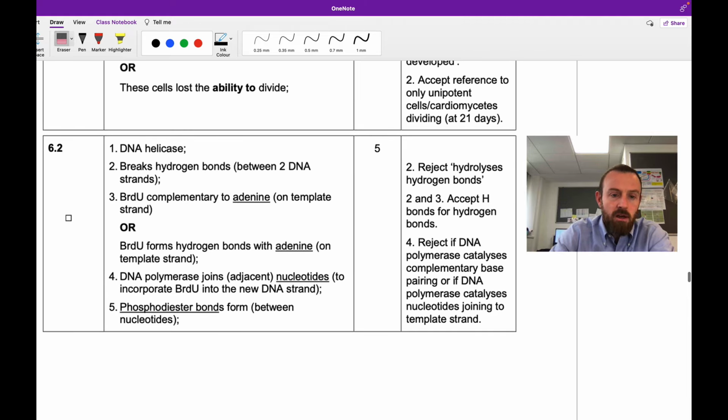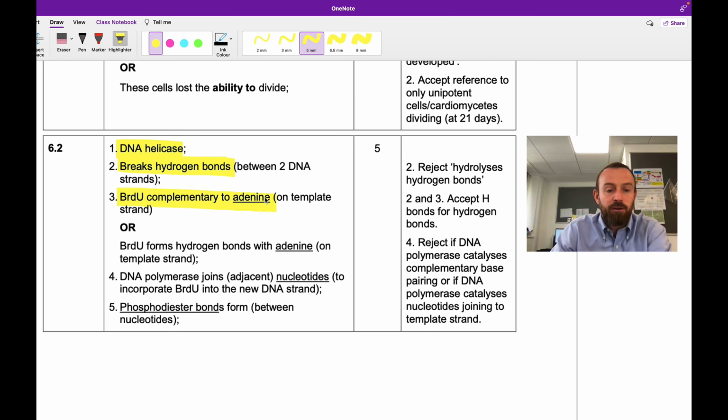Just those ones there. Okay, so the helicase breaking hydrogen bonds is exactly the same as normal DNA replication. This is the extra application bit. The BRDU would be complementary to adenine, and you do specifically need to say adenine. You could also say that it forms hydrogen bonds. The DNA polymerase joins the nucleotides and incorporates BRDU into the new DNA strand, with phosphodiester bonds forming.